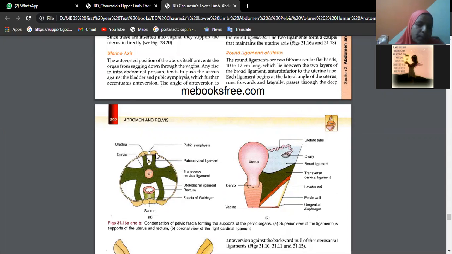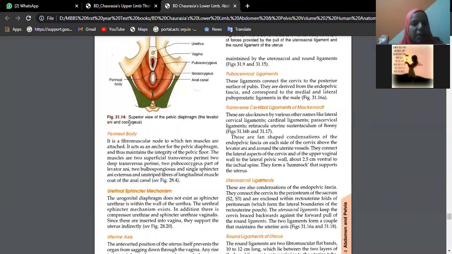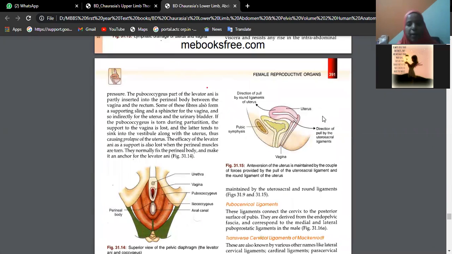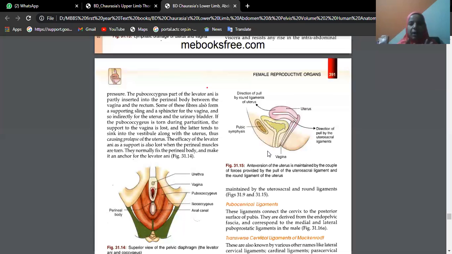From the cervix to the pubic symphysis we have the pubocervical ligaments. From the cervix area till the sacrum level we have the uterosacral ligaments. That means the cervix, like the uterus, is held in position. Anteriorly it cannot slip forwards, posteriorly it cannot slip backwards, laterally also it cannot move. That means on all sides it is very well protected by these ligaments. Lower down it is protected by the perineal body and pelvic diaphragm. And angulation. All these factors will maintain the position of the uterus.